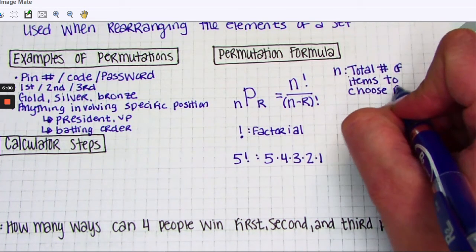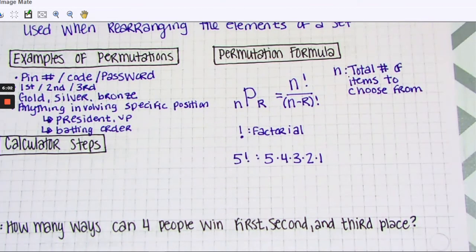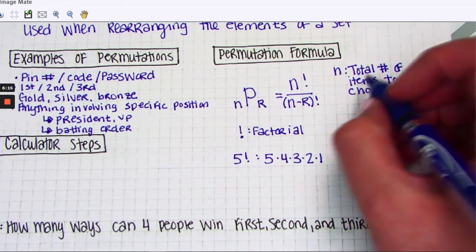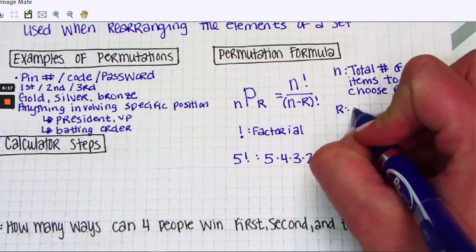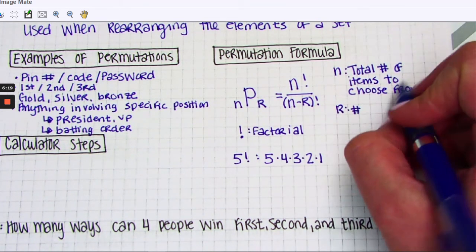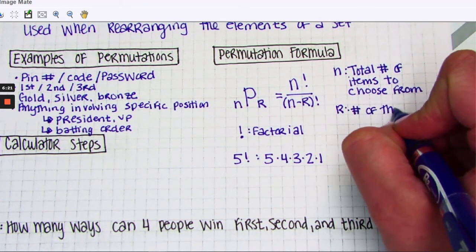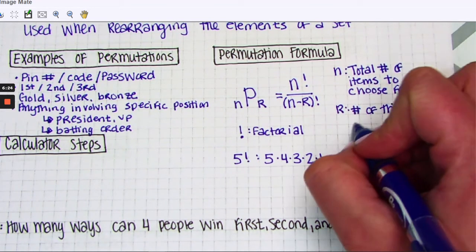What that means is if you are typing in your phone code, you can only choose between 0 through 9. They're numbers only. Okay? N is how many options you have. The letter R represents how many you're actually going to pick. So it's the number of things or items to be selected.